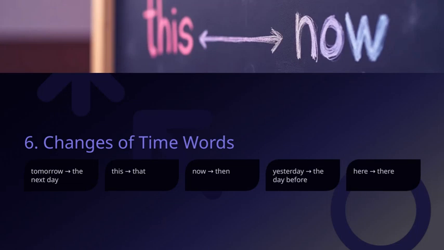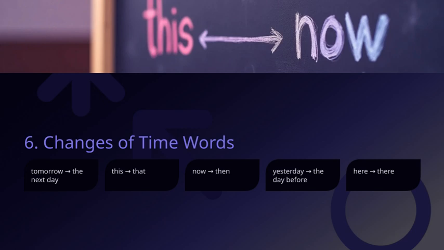Let's look at some common time words and how they change depending on the context. For example, here becomes there when you're talking about a different location. So if you're saying, I am here, and then referring to a different place, you would say, I am there. Next, take yesterday, which shifts to the day before if you're talking about a different point in time relative to now. It's a useful way to express past events in relation to other past moments.